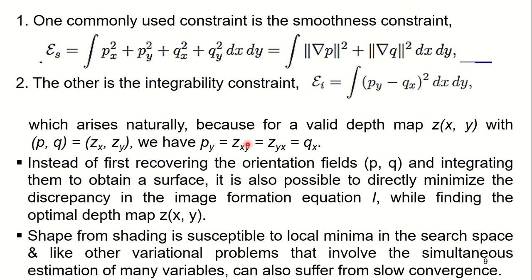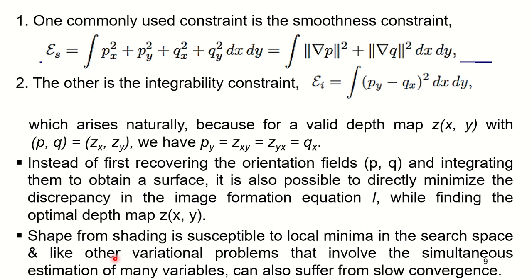which arises naturally because for a valid depth map z of x comma y, p comma q will be equal to zx comma zy, where px is equal to zxy, which is equal to zyx, which is equal to qx. So instead of first recovering the orientation fields p and q and integrating them to obtain a surface, it is also possible to directly minimize the discrepancy in the image forming equation I, while finding the optimal depth map z of x comma y.